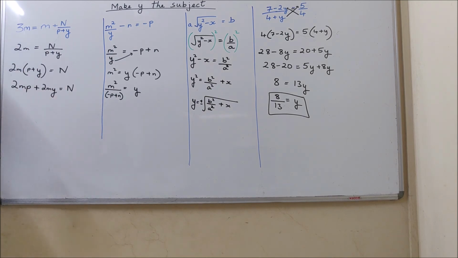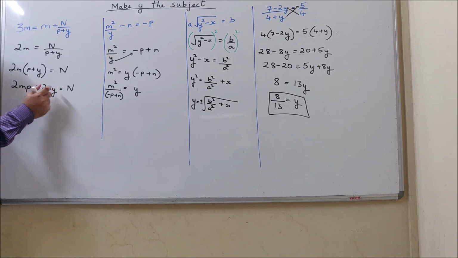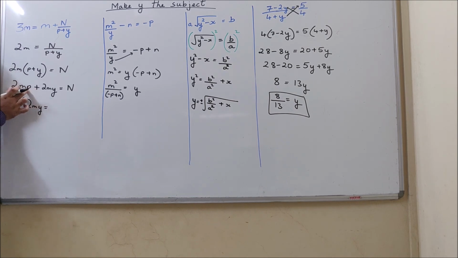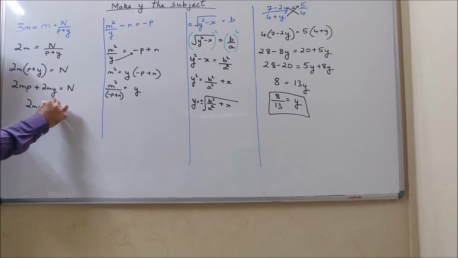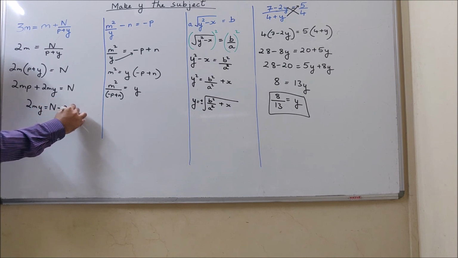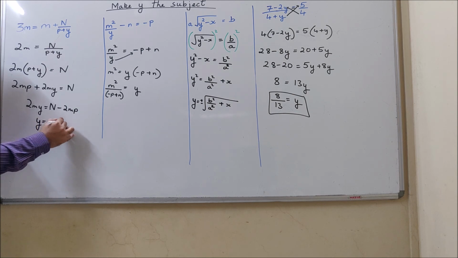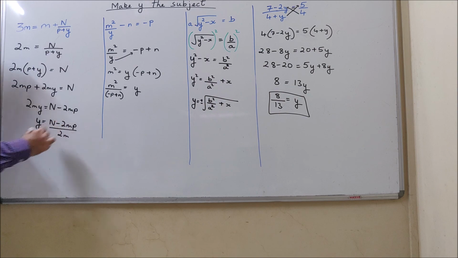Now, since you have to make y the subject, leave it as it is. And take this on the other side. Y is equal to n minus 2mp upon 2m. And that's the answer.